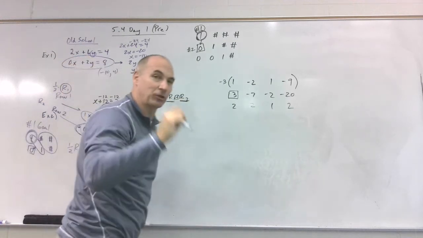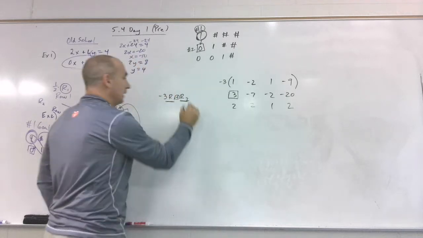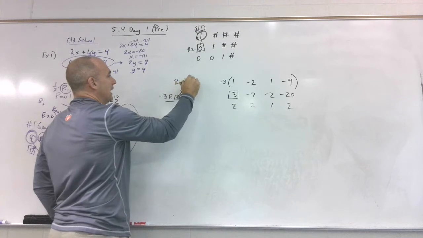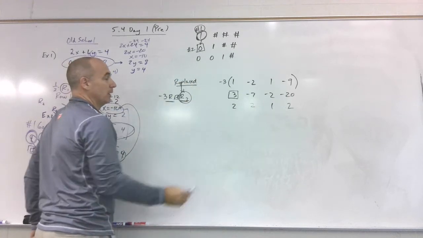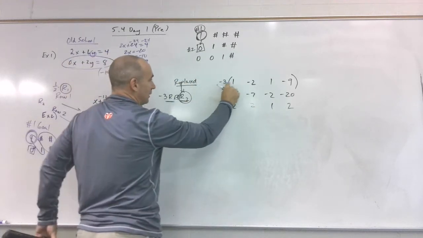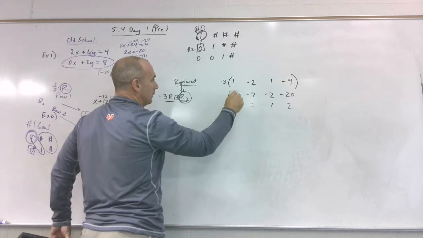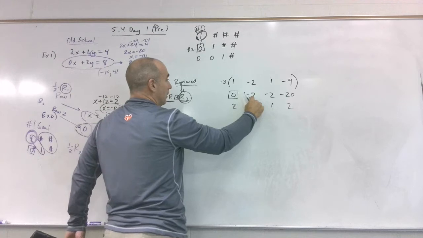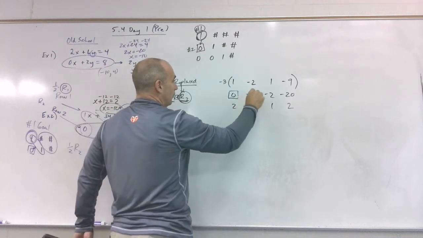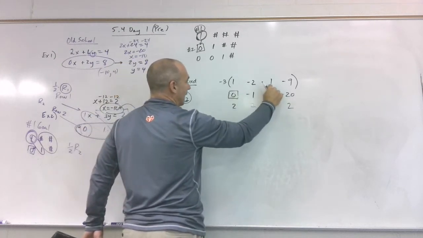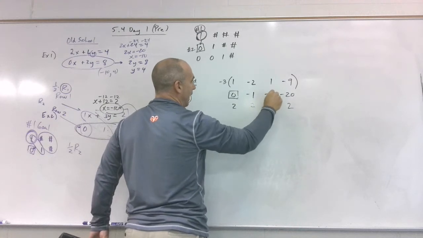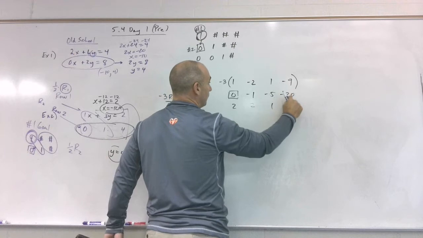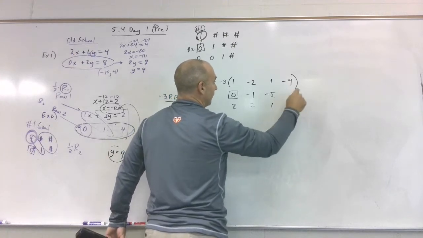But here's an extra thing you have to know. If this comes second, then R2 is what's going to be replaced. It's going to be new. So, what's -3 times 1 plus 3? 0. What's -3 times -2? 6. Plus -7 is -1. What's this times this? -3. Plus -2 is -5. -3 times -9 is 27. Plus a -20 is a +7.